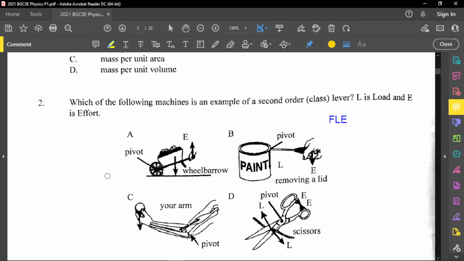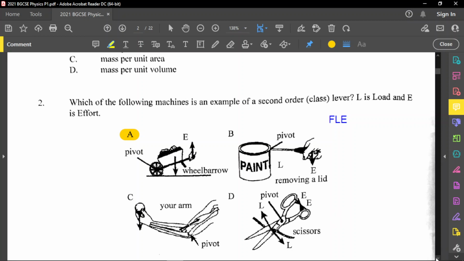And so looking through the answers, looking at option A, the pivot here is at one end, the effort is at one end, and the weight or the load is in the middle of the wheelbarrow. So already this is a second class lever. Looking at B, the load is at one end, the pivot is in the middle, and the effort is at the other end. So therefore, it's a first class lever here as well. For the arm pulling up something, the ball or whatever circular object is in the hand, it is the load. The pivot is at the elbow, and the bicep will be your effort. So therefore, it's a first class lever. A pair of scissors, the effort is in the handle of the scissors, the load is what you're trying to cut, and the pivot is in the middle. So therefore, this is a first class lever as well.